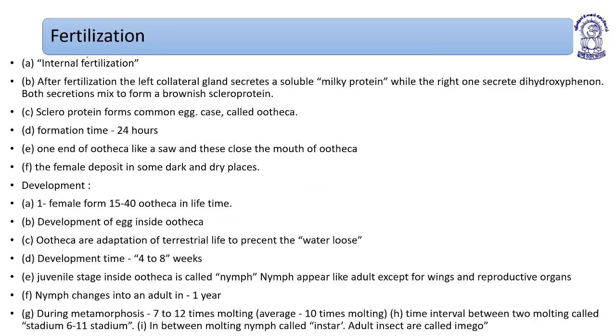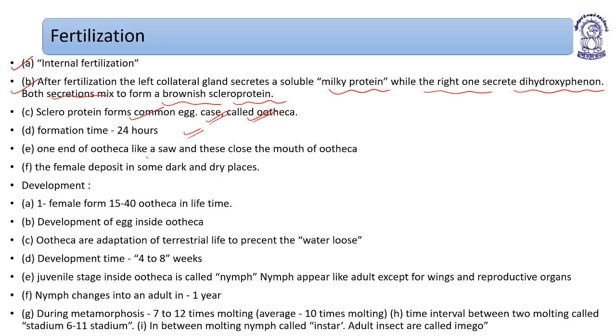Fertilization is internal. After fertilization, the left collateral gland secretes a white milky substance, which is a soluble protein, while the right one secretes dihydroxyphenol. Both secretions mix together to form a brownish scleroprotein. The scleroprotein forms the common egg case called ootheca. Formation time is 24 hours.